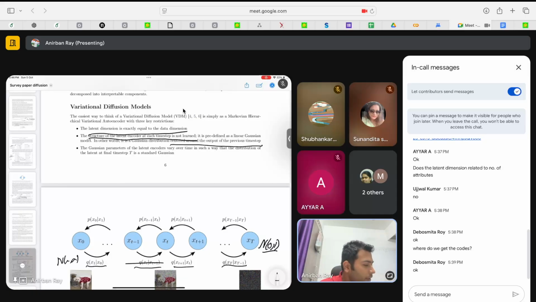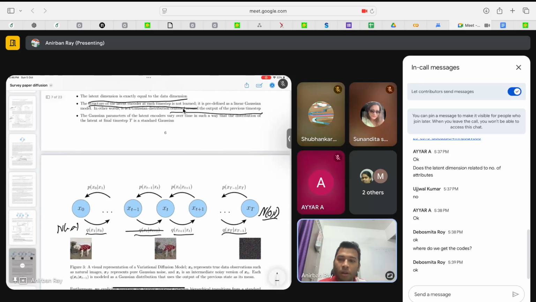Okay, able to understand it up to this point? And this is called the forward process, and this is called the backward process.